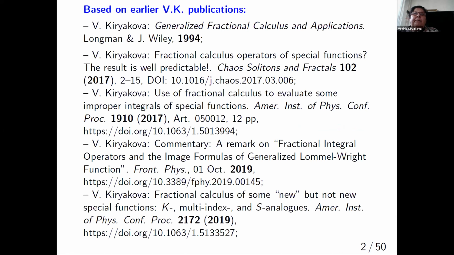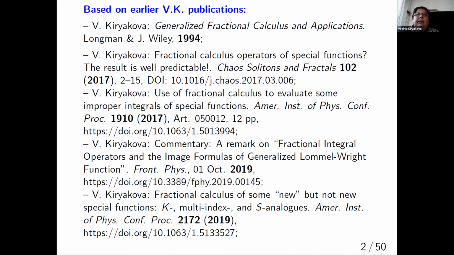Let me tell you that the results I briefly survey here are based on some of my earlier publications, starting from the book of 1994, Generalized Fractional Calculus and Applications. But later, this idea was emphasized and collected in some recently published survey papers, starting from 2017, say, Fractional calculus operators of special functions, a result well predictable in the journal Chaos, Solitons and Fractals.